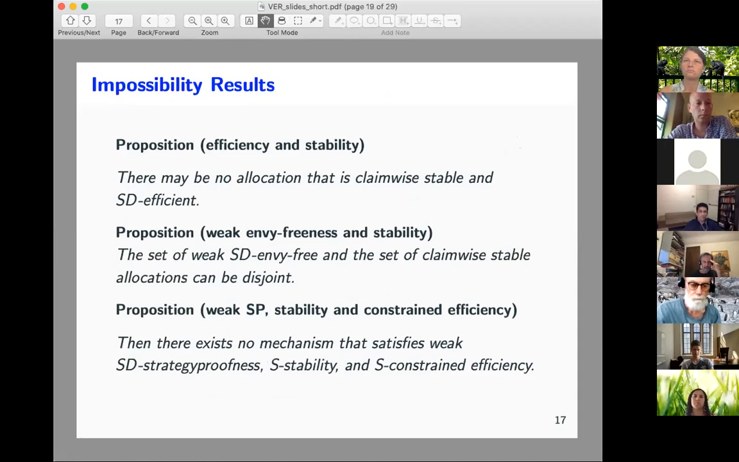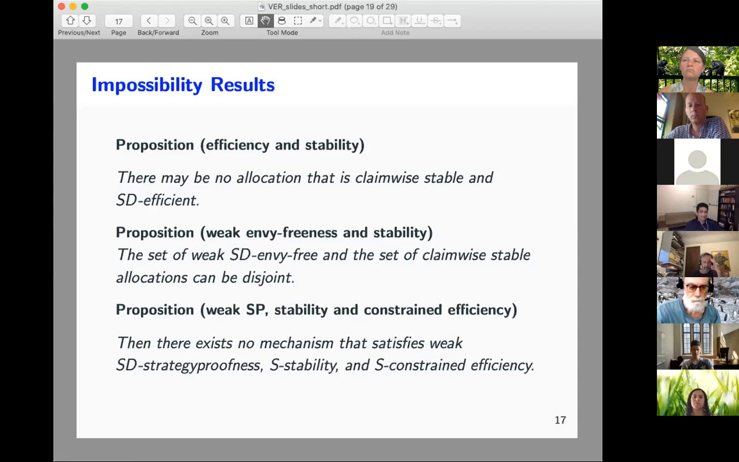So I will quickly mention that there may not be any allocation that is claim-wise stable and SD efficient. The set of weak SDNV-free allocations and the set of claim-wise stable allocations can be disjoint. Recall that claim-wise is actually the weakest concept in this hierarchy of concepts that we were considering.